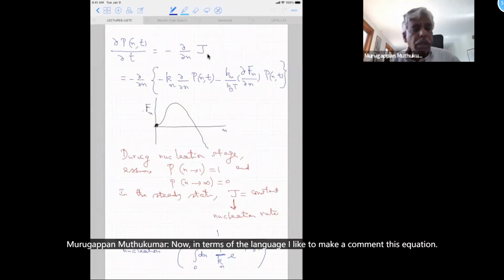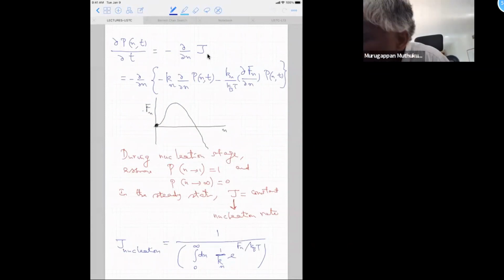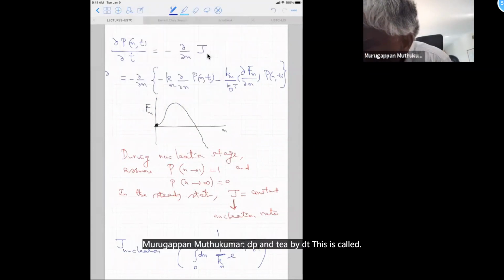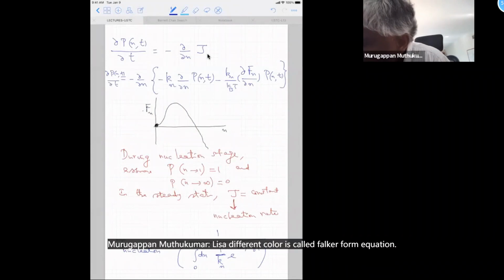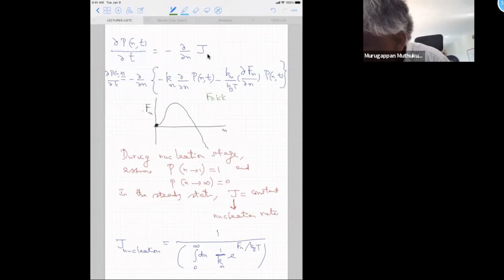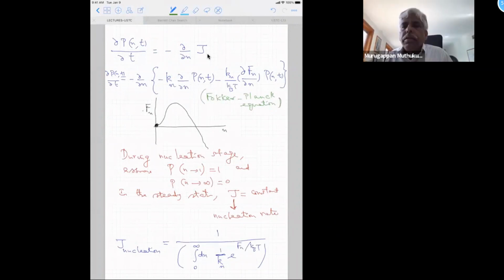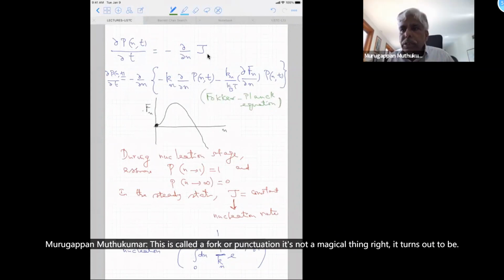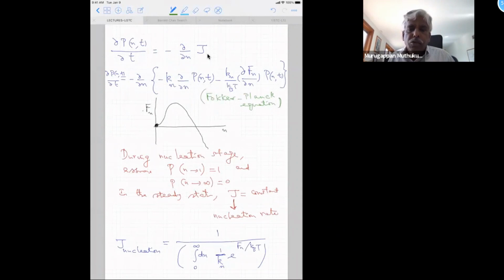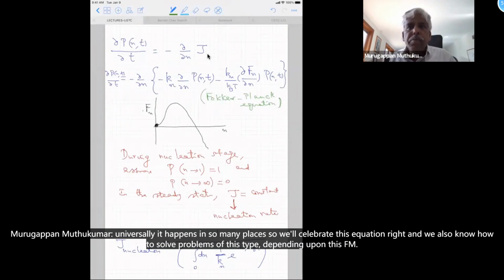Now, in terms of the language, I'd like to make a comment. This equation that I wrote down, dP_n(t) by dt, I'll use a different color, is called the Fokker-Planck equation. You'll see this in the literature all the time. It's not a magical thing. It turns out to be universal. It happens in so many places, so we'll celebrate this equation.